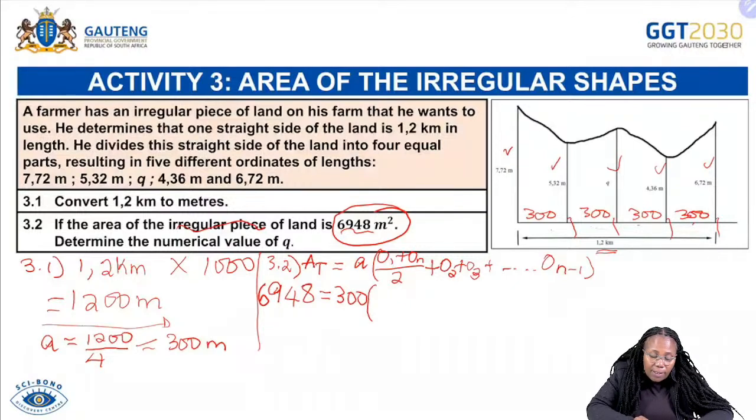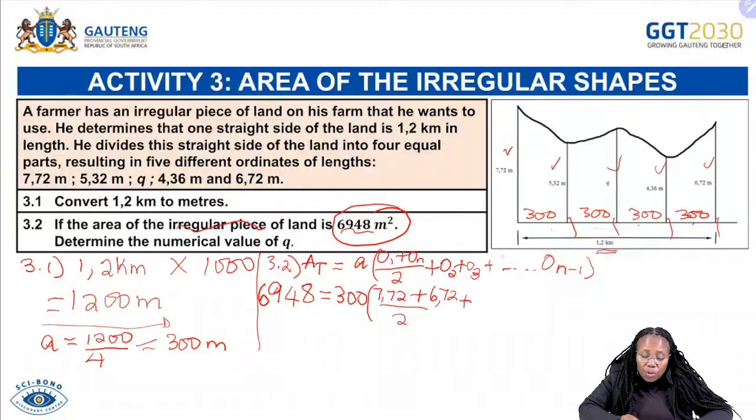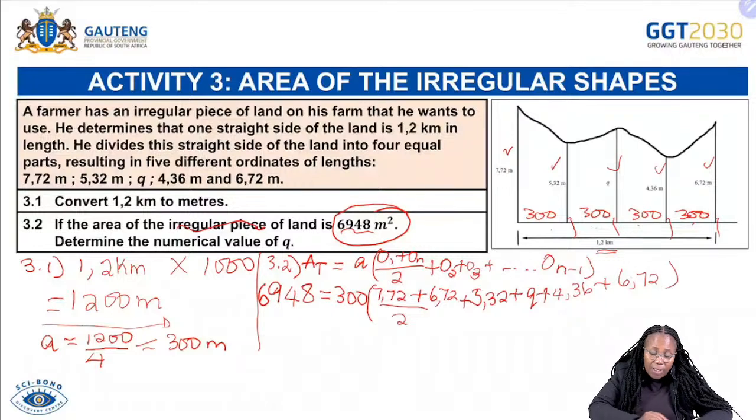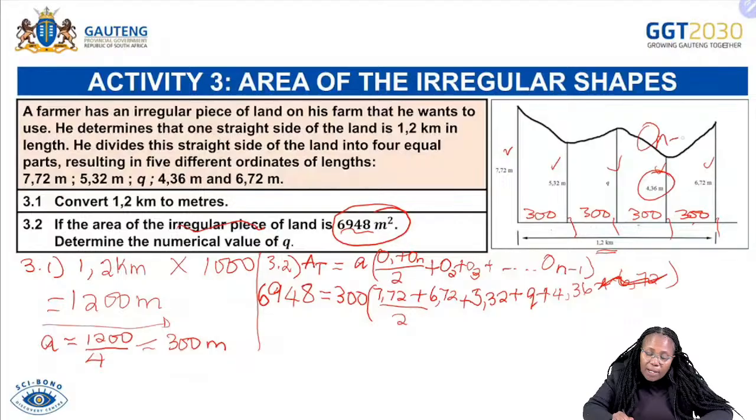And the O1 is 7.72 plus the last ordinate 6.72 over 2, plus the ordinate 2, which is 5.32, plus ordinate 3, which is Q, plus ordinate 4, 4.36 plus ordinate 6.72 meters. Oh, you can't put this one, it must be up to this one, which is ordinate n minus 1. So we stop here, grade 12, because this is already presented there.